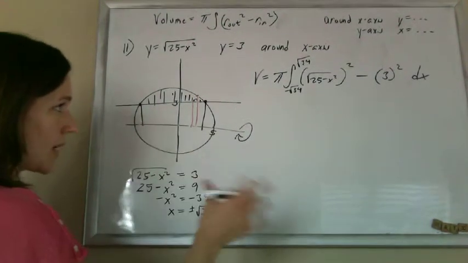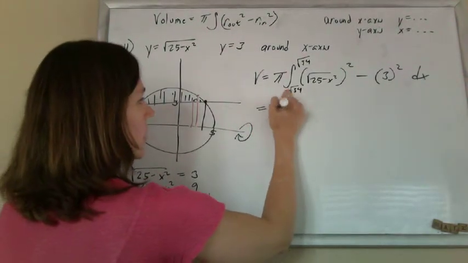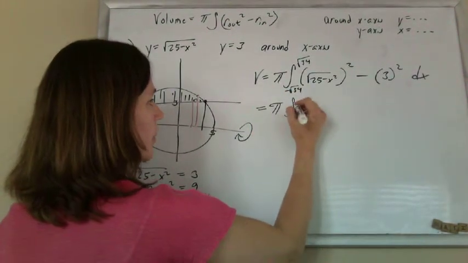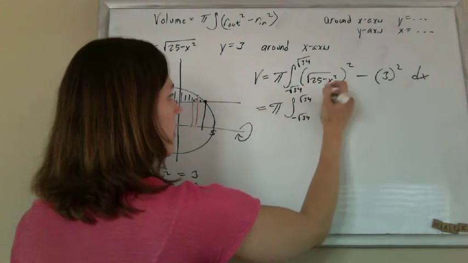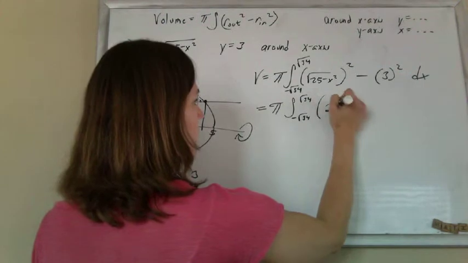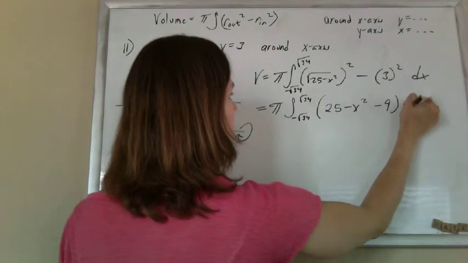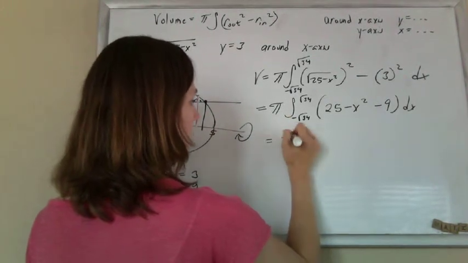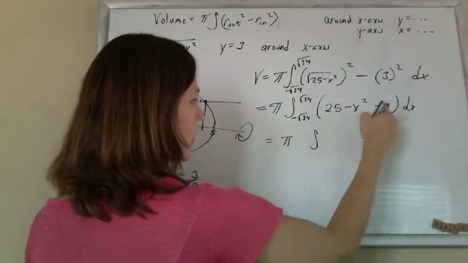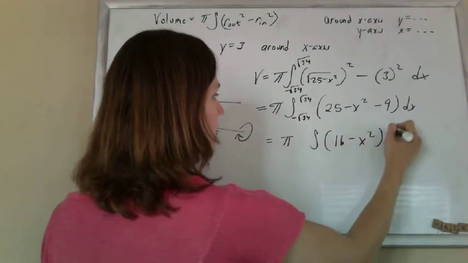Alright, that's the setup. And now you just solve. We're going to clean this up by calling it square root negative 34 to positive root 34. The square root and the square cancel. 25 minus x squared minus 9 dx. And I'm going to clean this up again. 25 minus 9 is 16 minus x squared dx.